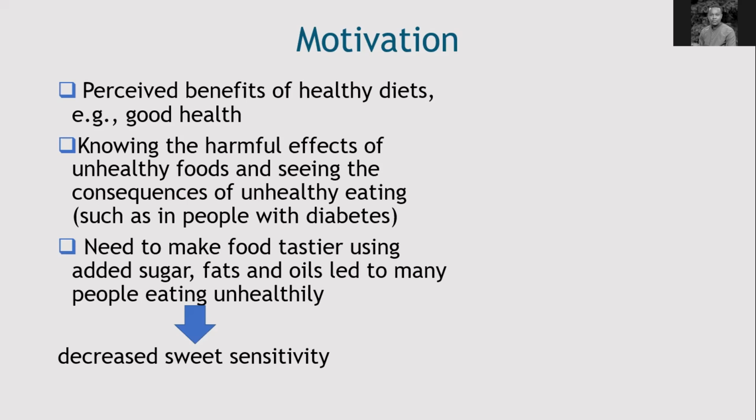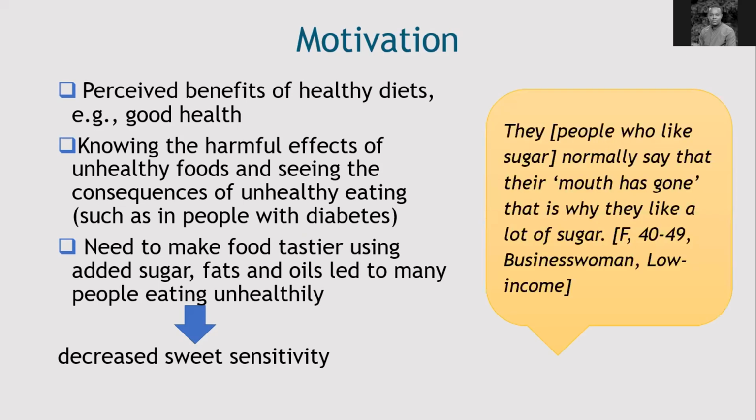Then another motivator, which was a barrier, which is under the motivation source of behavior, was the need to make food more tasty with added sugar, fats, and oils. So leading to people eating unhealthy diets. And people did mention that increased consumption of sugar, for example, led to a decreased sweet sensitivity. So as someone says in this quote, referring to the people who like sugar, they normally say that their mouth has gone bad. That is why they like a lot of sugar.